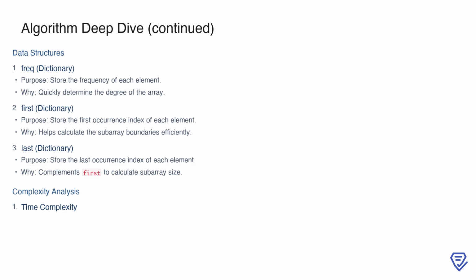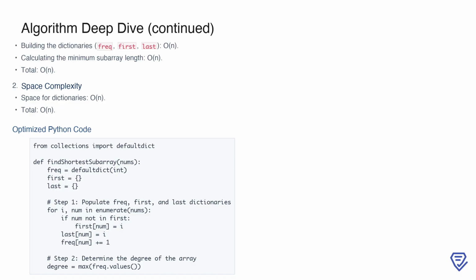The time complexity primarily comes from two steps: populating the dictionaries and calculating the minimum subarray length. Both of these steps involve a single traversal of the array, resulting in a time complexity of O(n). The space complexity of the algorithm is determined by the storage requirements for the three dictionaries: frequency, first, and last. Each of these dictionaries may store up to n entries, where n is the size of the input array. Therefore, the total space complexity is O(n). This trade-off in space allows us to achieve an optimal time complexity, as the use of dictionaries enables constant time lookups and updates. Now, let's look at the Python implementation of this approach.